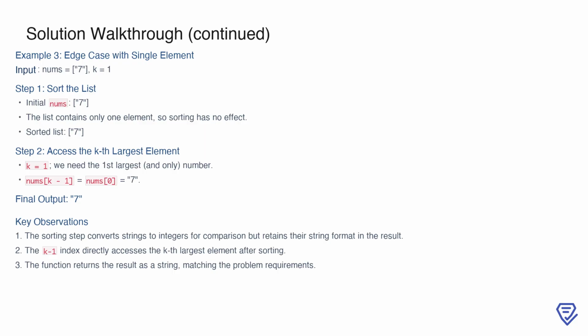A few key observations from these examples include the fact that the sorting step ensures numerical comparison while preserving string formatting. The kth largest element is directly accessed using the k-1 index after sorting, and the function consistently returns the result as a string, which aligns with the problem's requirements.